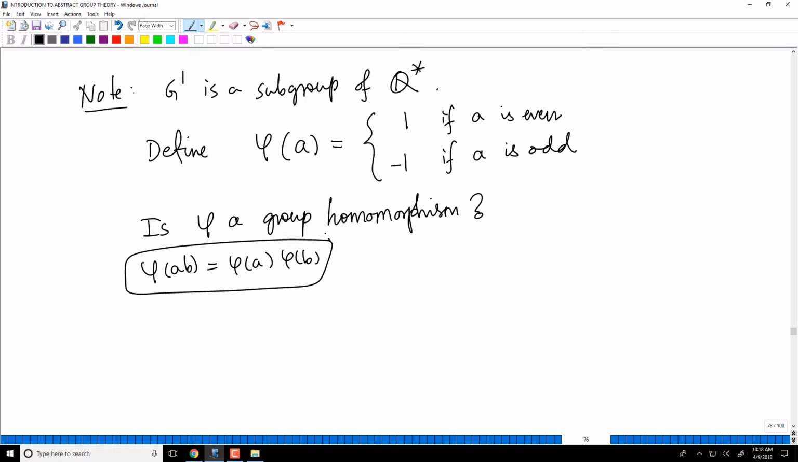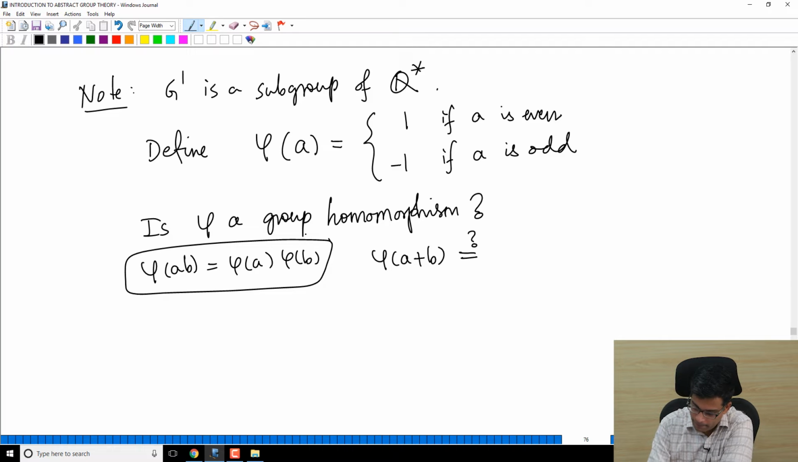But in this specific example, the left hand side is actually phi of A plus B, because the binary operation here is addition, and this should be equal to, what is the binary operation on the right hand side? It is just the multiplication. So it is phi of A times phi of B. Is this true for all A, B in Z? Let's check this.